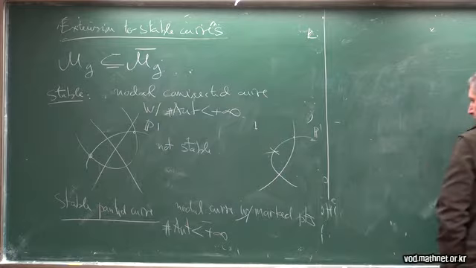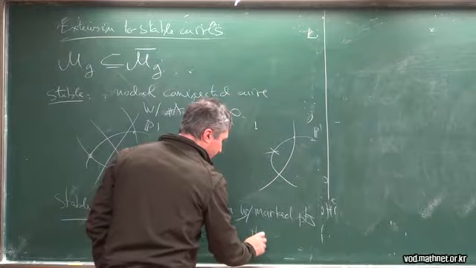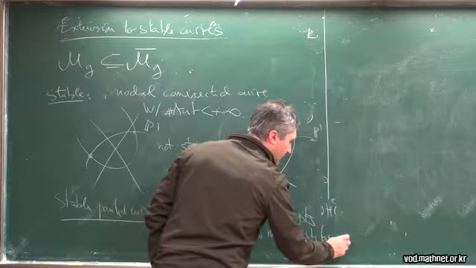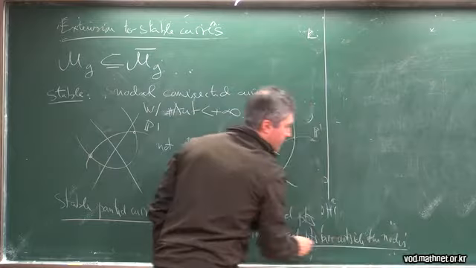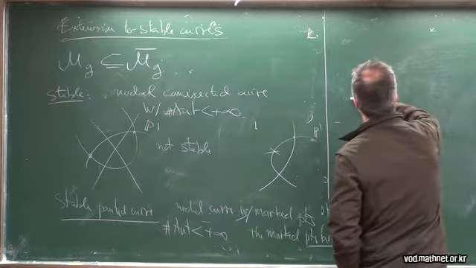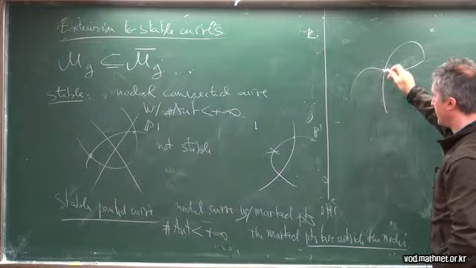And the marked points are outside the nodes. So you are not allowed to mark the nodes. So you only mark what is outside. So for example, if you have another curve, if you have something like that, you are not allowed to mark this point.